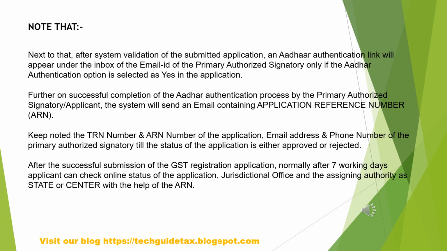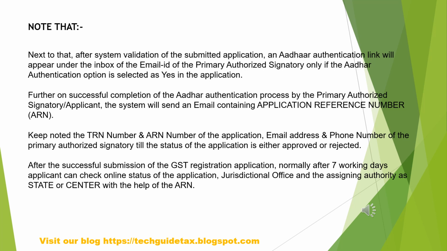Next to that, after system validation of the submitted application, an Aadhaar authentication link will appear in the inbox of the email ID of the primary authorized signatory, only if the Aadhaar authentication option is selected as yes in the application. Further, on successful completion of the Aadhaar authentication by the primary authorized signatory/applicant, the system will send an email containing the application reference number, ARN.